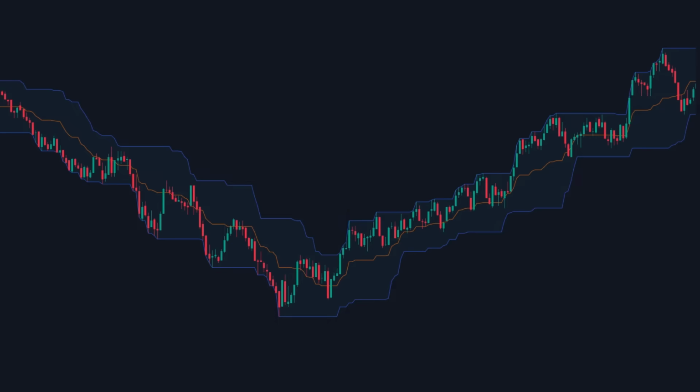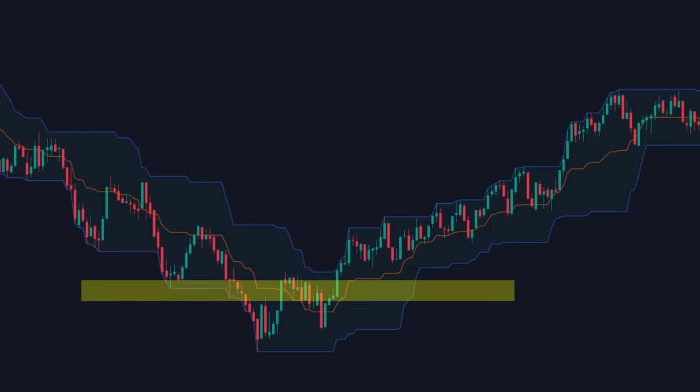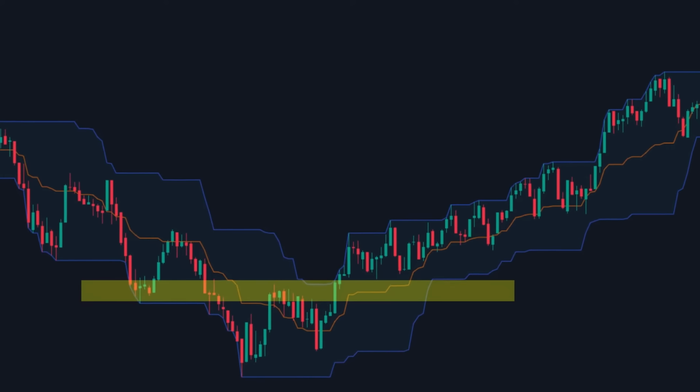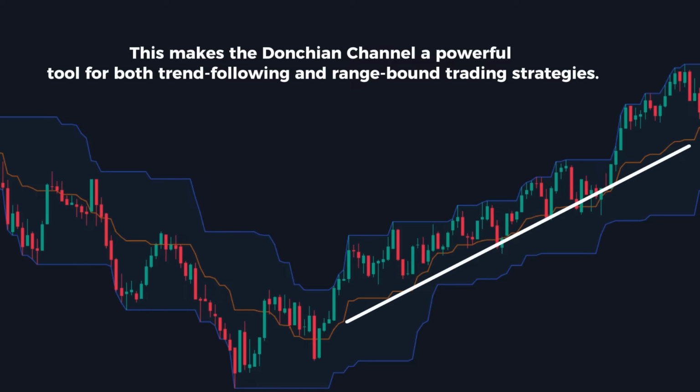Lower band. If the price touches or breaches the lower band, it signals bearish momentum, suggesting potential downside movement. Middle line. The middle line acts as a reference point for the average price and can serve as a dynamic support or resistance level. This makes the Donchian Channel a powerful tool for both trend following and range-bound trading strategies.